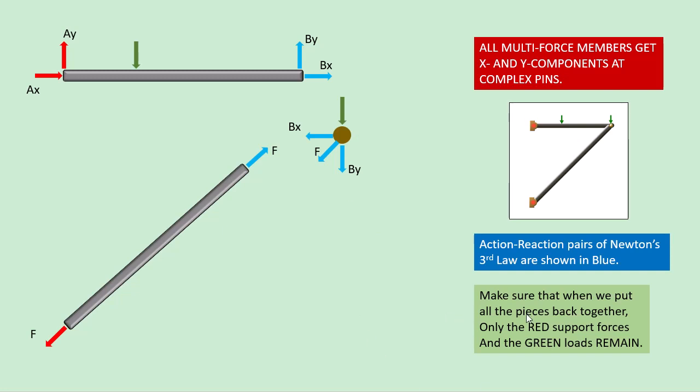Make sure that when we put all the pieces back together, only the red support forces and the green loads remain. So if you put the two-force member back in here, this action-reaction will disappear, and when we put this multi-force member and the pin together, the Bx, By will disappear, and we will be left with only support forces and the applied loads.